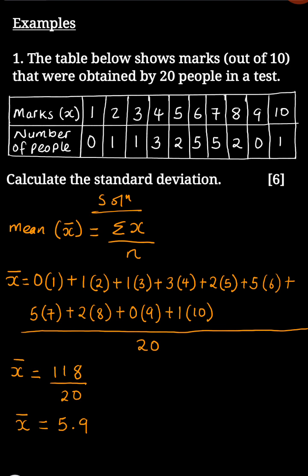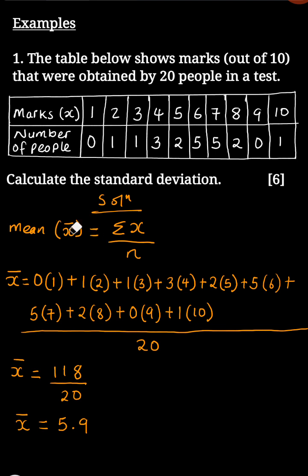So once you calculate the mean correctly, you are going to earn yourself 2 marks. Of these 6 marks, 2 marks are given on the correct calculation of the mean. I hope by now you are able to calculate the mean without any difficulties. So, once you have calculated the mean, we can now go to step number 2.